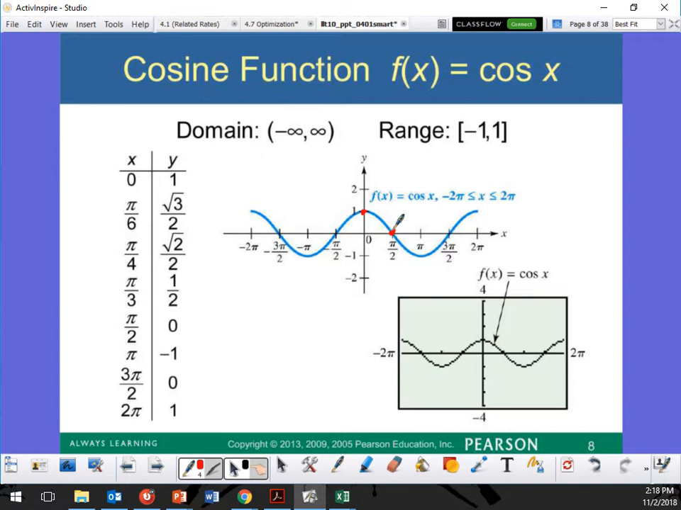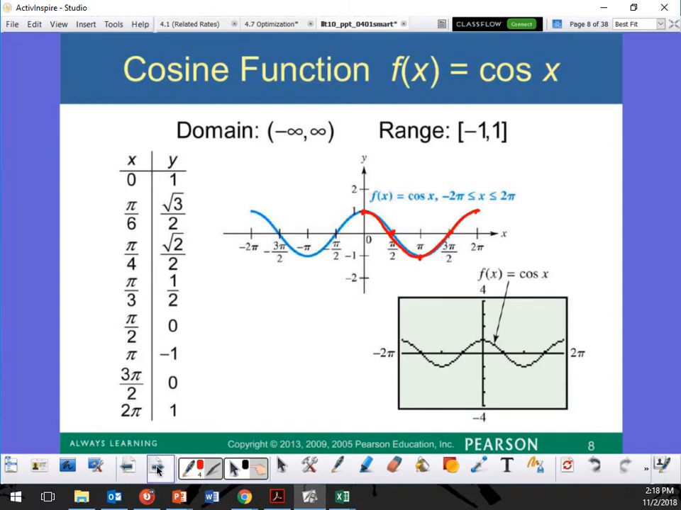Okay, next one. Trace over to pi. -1. Trace over to 3 pi over 2. 0. And 2 pi. Back up to 1, right? Hey, look. We did it. Hooray. Is this easy? Unit circle helps out a lot.